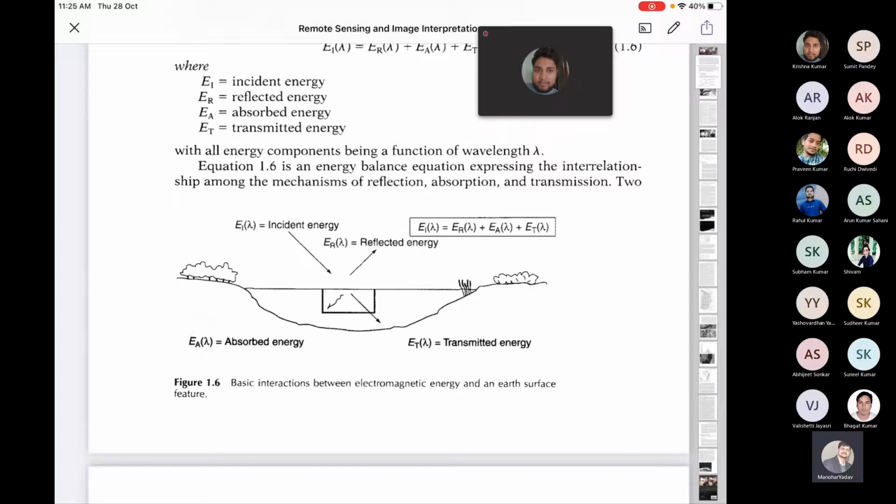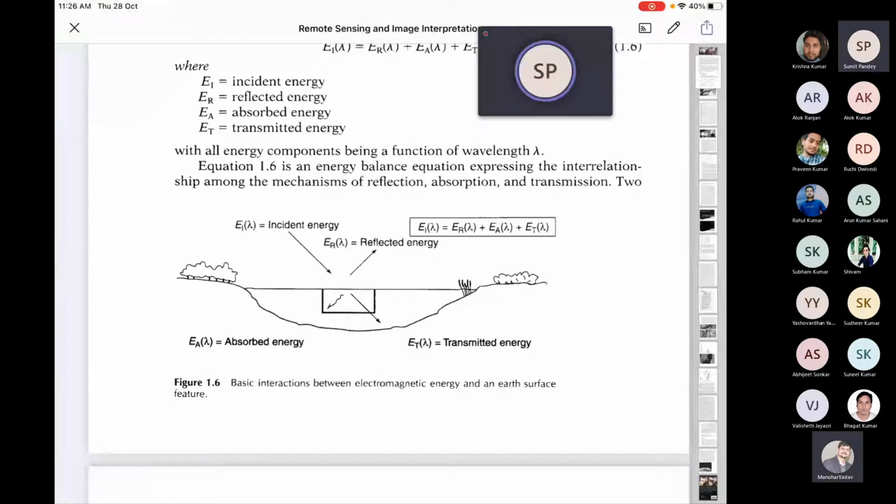By the way, could you tell me what I mean by proportion over here? Anyone can tell about it? Sir, the proportion of reflected, transmitted, and absorbed energies.